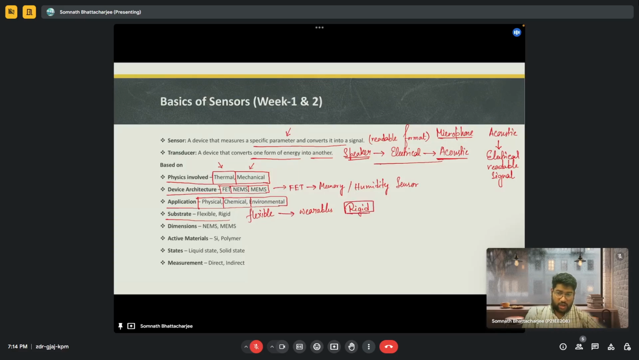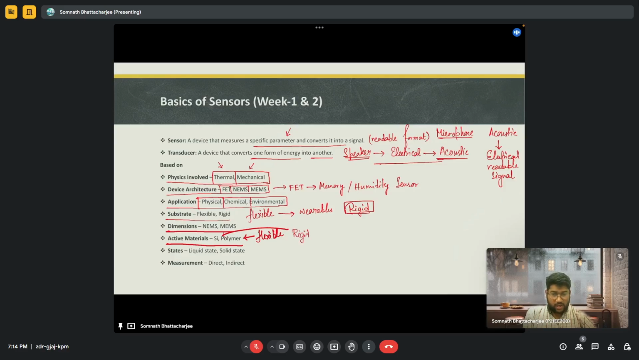Apart from this, based on the dimensions, as I have already told, if the sensors are in the micro region, it may be MEMS. Similarly, if it's in the nano region, it may be called NEMS, based on the dimension only. Then based on the active material, if the sensor is made out of polymer material, we can say it's a polymer based device, whereas it can be directly on top of a silicon wafer. A polymer one can also be a flexible one, while a silicon one is mostly in rigid cases.